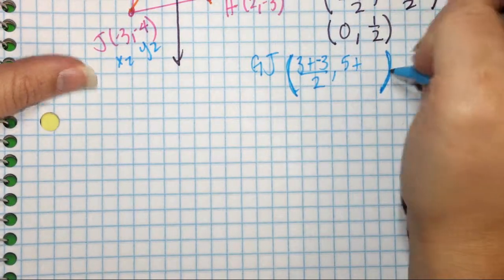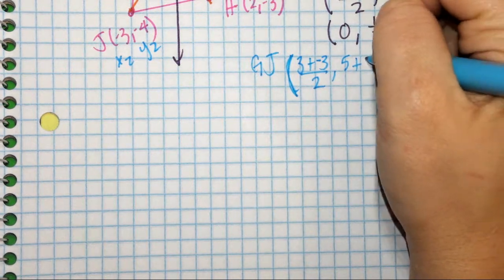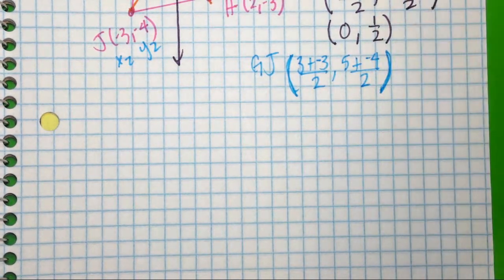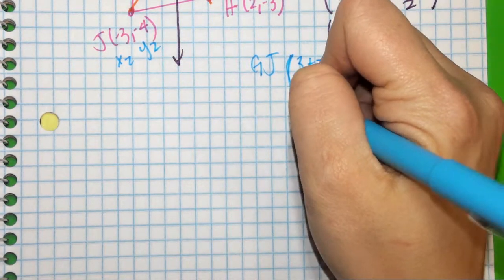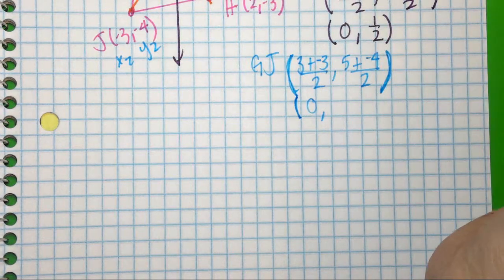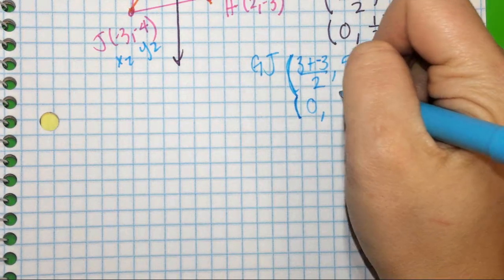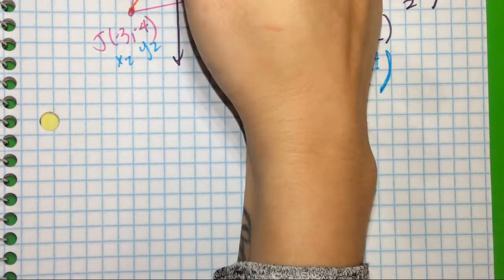Alright, so 5 plus what? What's my y2? Negative 4. Good. Alright, what's 3 plus negative 3? And what's 0 divided by 2? 0. Good. What's 5 plus a negative 4? And what's 1 divided by 2? Dun, dun, dun, dun. 0, 1/2 is our midpoint.